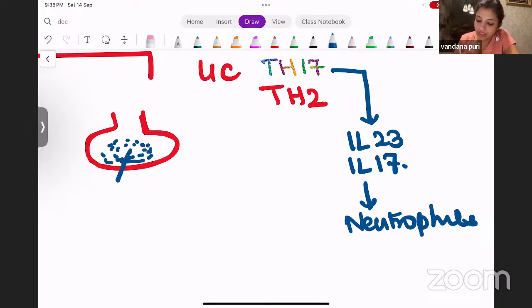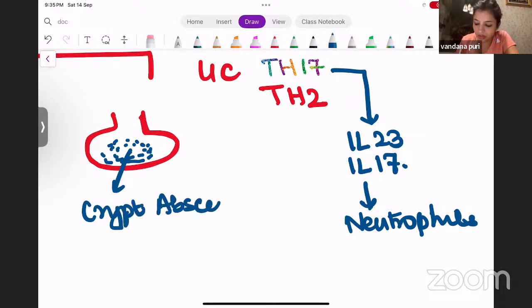Remember, this change is not unique to ulcerative colitis. It can occur in Crohn's also, but it occurs more commonly in ulcerative colitis. Whenever the crypts are filled with neutrophils, these are called crypt abscesses. Because of this, when the crypts start healing, they will be haphazardly branching. So you can see crypt branching.